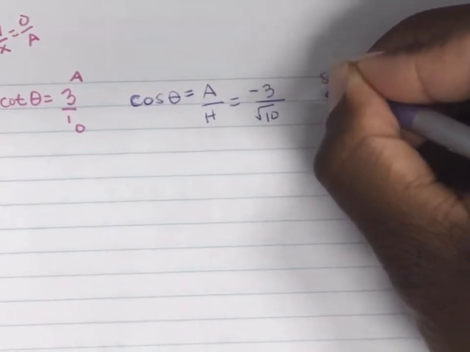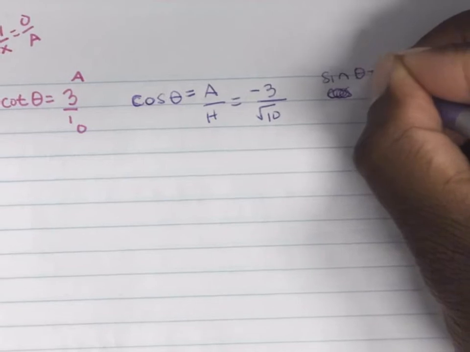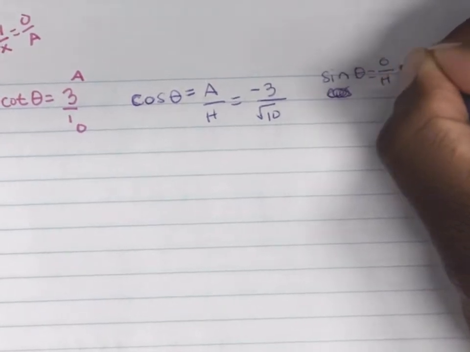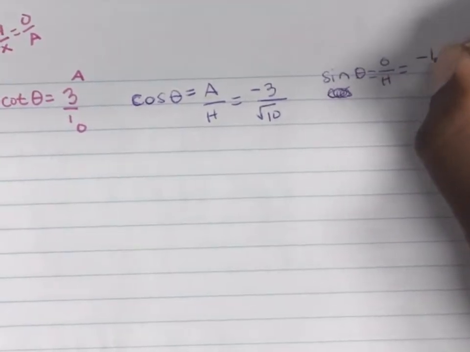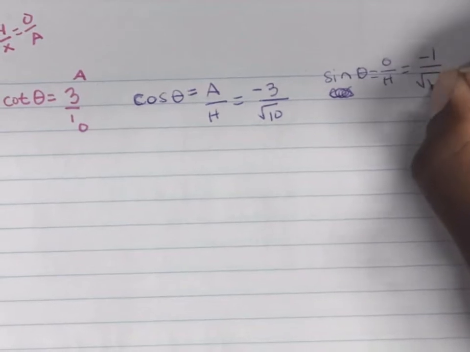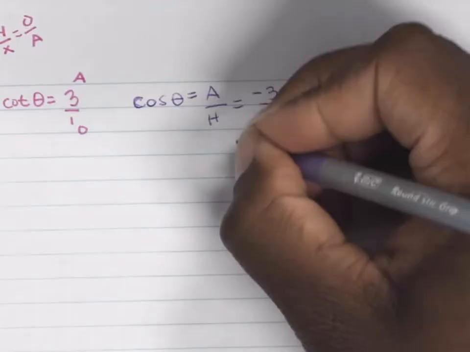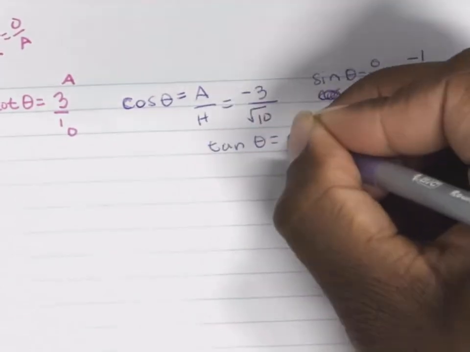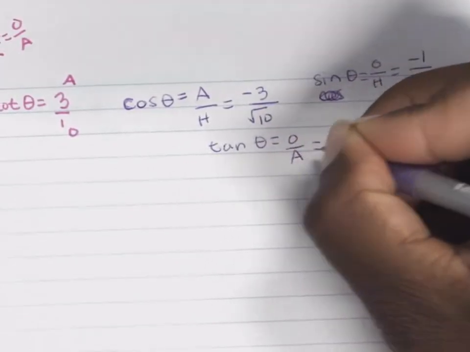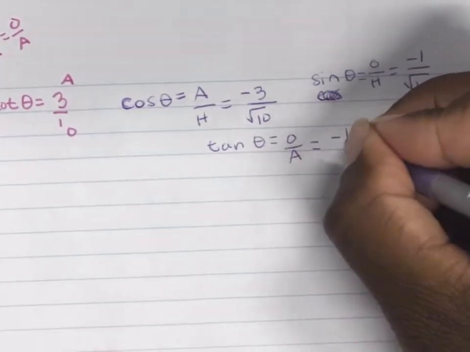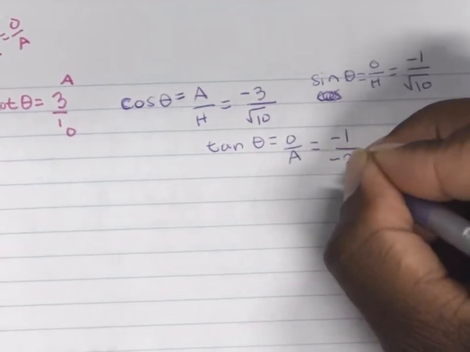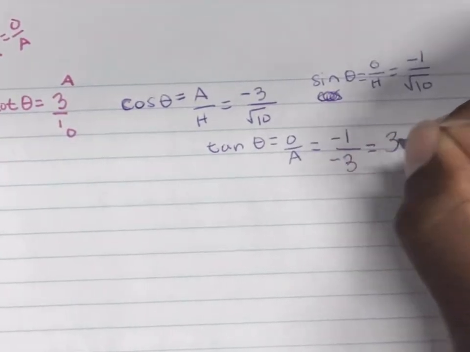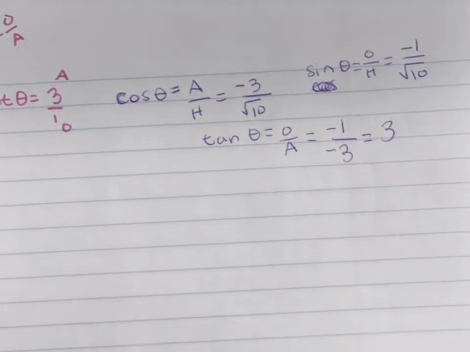Sine theta, O over H. Opposite side is -1. Hypotenuse is root 10. And then tangent of theta, O over A. The opposite side is -1. The adjacent side is -3. So this will come out to just be 1 over 3.